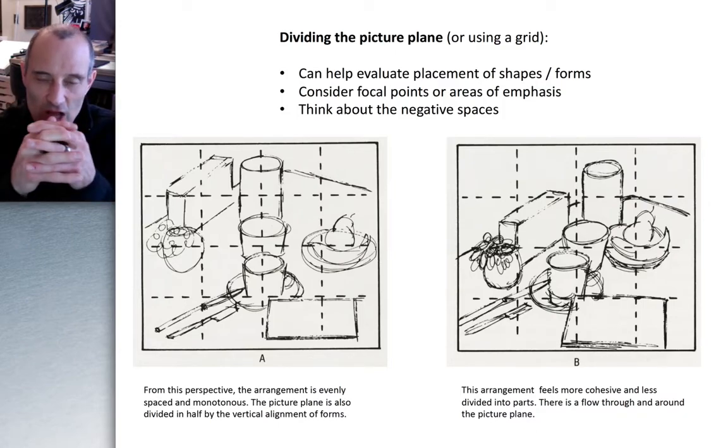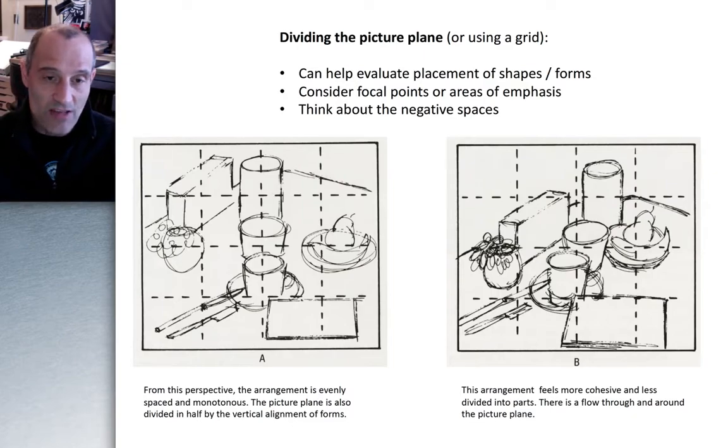Think about how the eye moves from one area to another. If everything's all clumped up, again, it does the same thing in terms of killing the negative space if we have something directly centered. We've talked about this in a previous video on negative space.